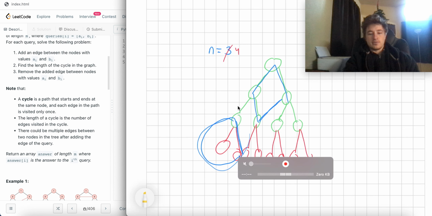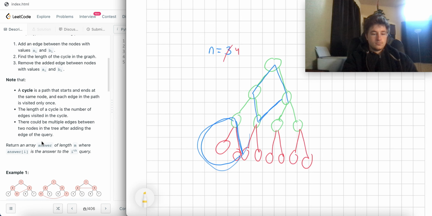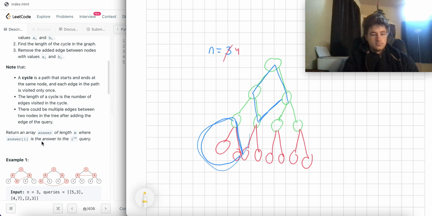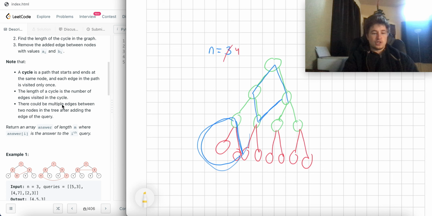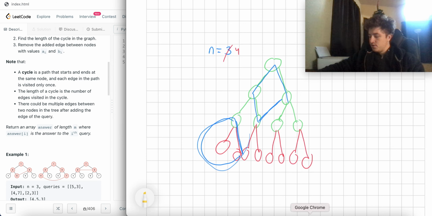So we know what a cycle is, right? A cycle is just a path where you start somewhere and then you can find your way back to that somewhere, that starting point. There could be multiple edges between two nodes. Yeah, so if you connected these two nodes to each other, now there's a cycle here of length 2, right?